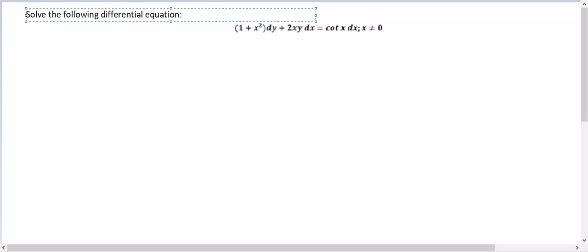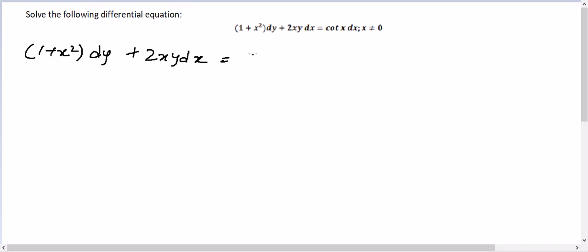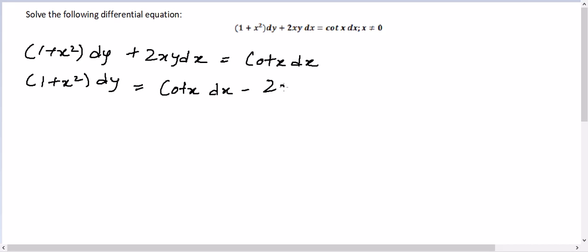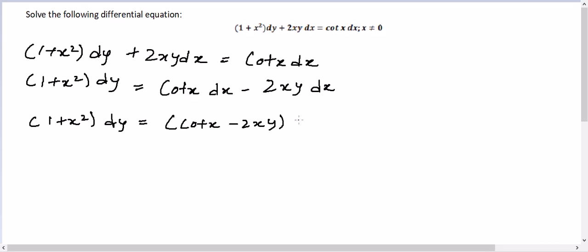Now let me write this given equation so as to make you understand better. It is (1 plus x square) dy plus 2xy dx is equal to cot x dx. Now we'll take both the dx terms on one side, so it will be cot x dx minus 2xy dx. So (1 plus x square) dy is equal to (cot x minus 2xy) dx.